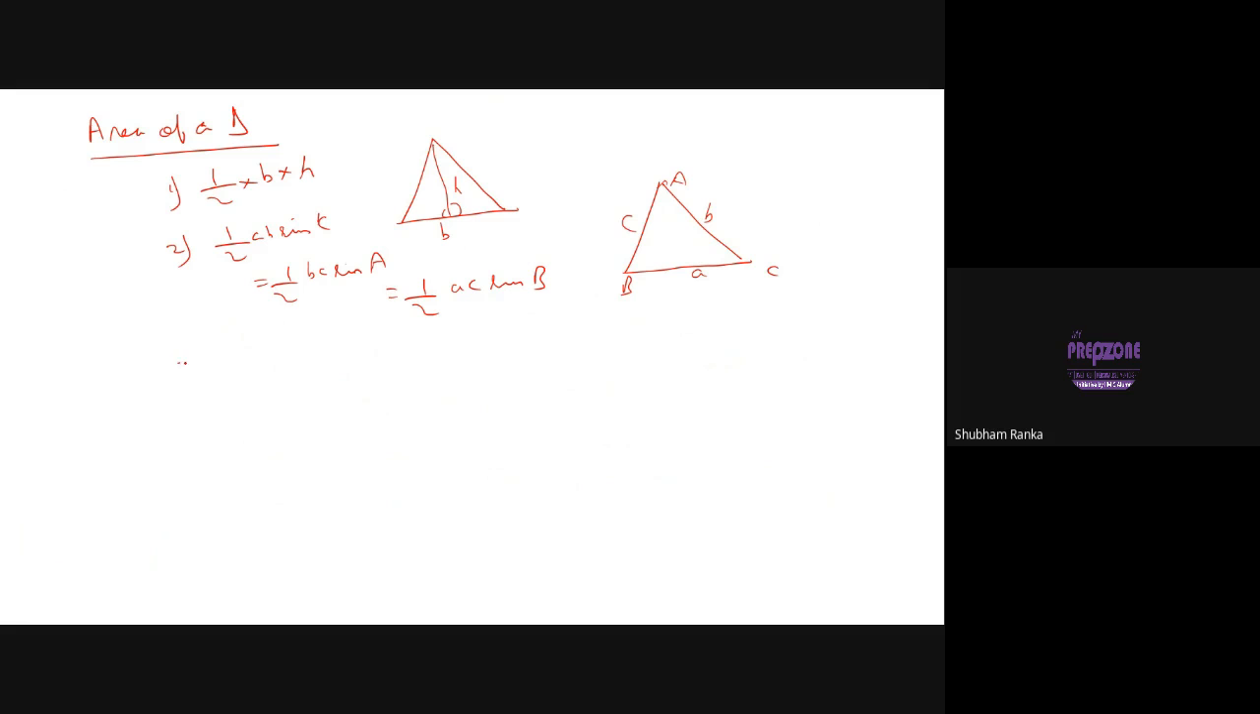The third, the famous one again, is Heron's formula, which is the square root of S into S minus A, S minus B, S minus C, where S is A plus B plus C by 2. Fourth is using the inradius as we again discussed, which is area equal to inradius r into S, where r is the inradius and S is the semi-perimeter. Very important.